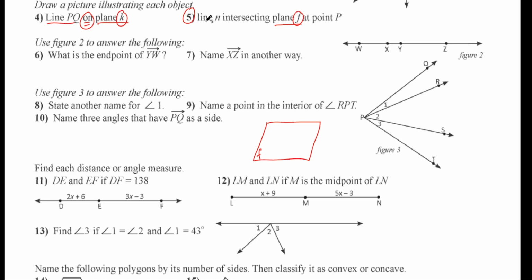But what does the line do? The line intersects the plane at point P. So let's put a point P. There's point P. Now I got to do a line that intersects that point. Now, if you remember, let me see. We'll use this as the flat surface, okay? Here's my line. Everybody watching?